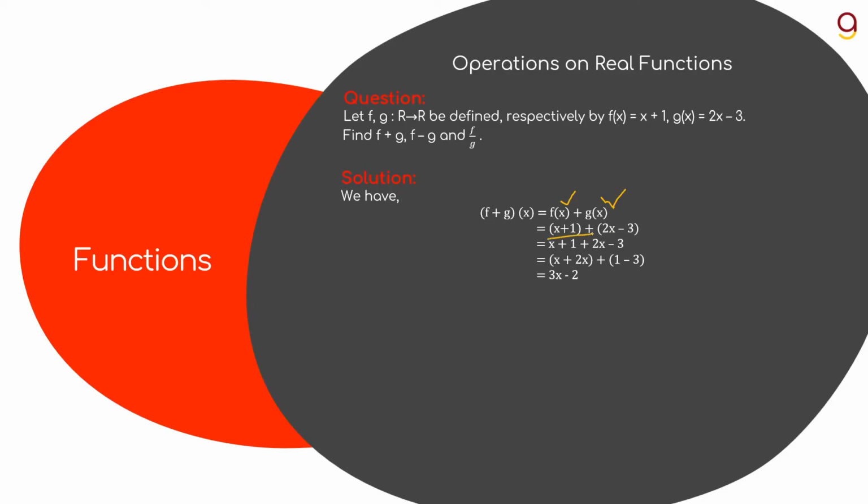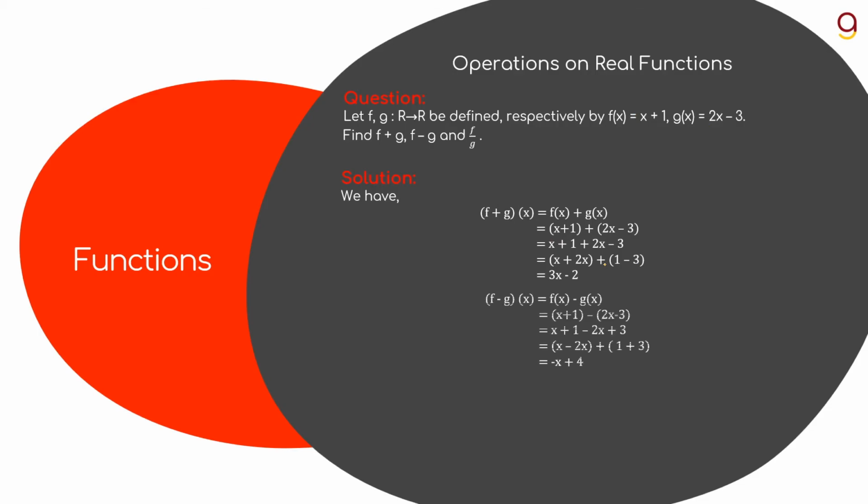So the f of x is equal to x plus 1 given in the question, and g of x is mentioned to be twice x minus 3. So we substitute the values here and then we open the bracket in the next step, and then we get x plus twice x and 1 minus 3. So x plus twice x will give us thrice x, and 1 minus 3 will give us minus 2.